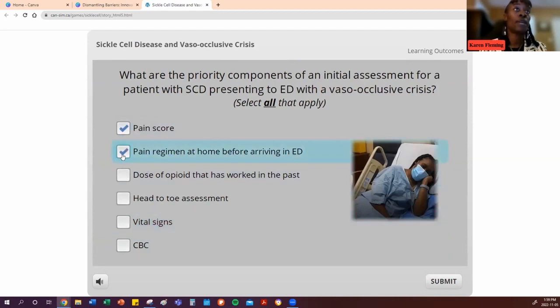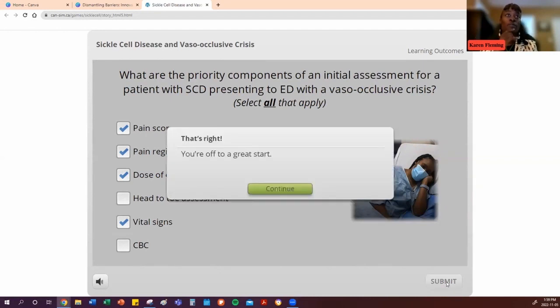Pain score, I got to do the pain regimen. I definitely have to do my vital signs, and I have to find the dose of opioid that has worked in the past. What I want to highlight here is a head-to-toe assessment is not essential. This is about priority, initial assessment. I actually do not need to do a head-to-toe assessment before I approach the MD to get a dose of opioid. That was really one of the driving points here. I also want to say I did have an expert look at mine as well. So congrats, you're off to a great start.